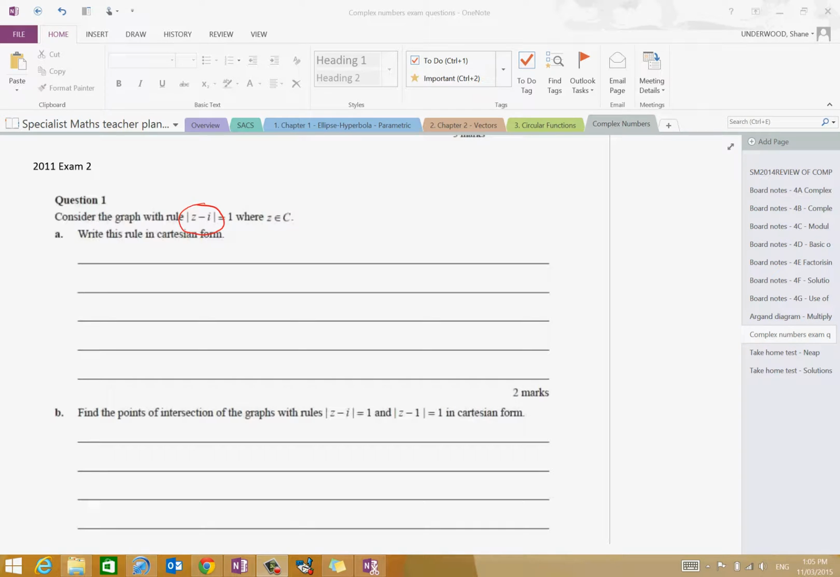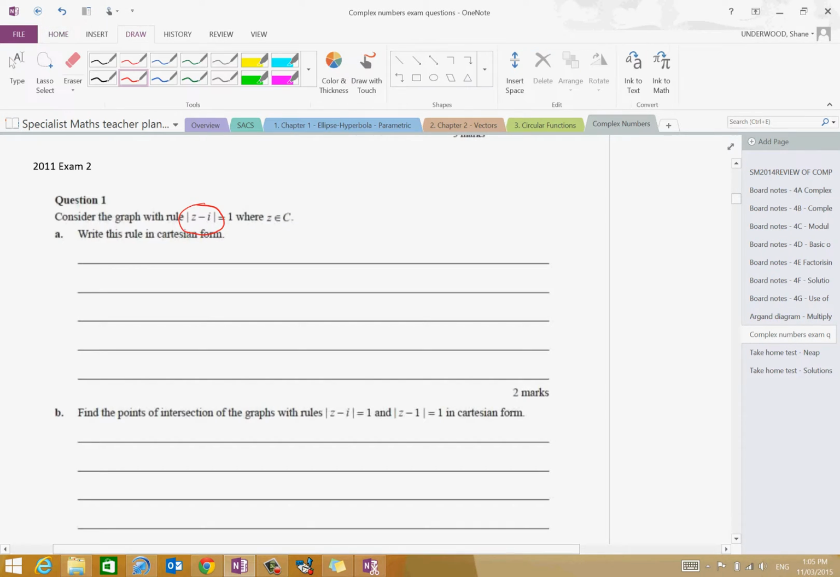Okay, so we're writing in Cartesian form, and a lot of these regions and planes questions have us deal with Cartesian form. So first of all, we've got to write this out. Z, we're going to replace with x plus yi minus i, and we're doing the modulus of that.